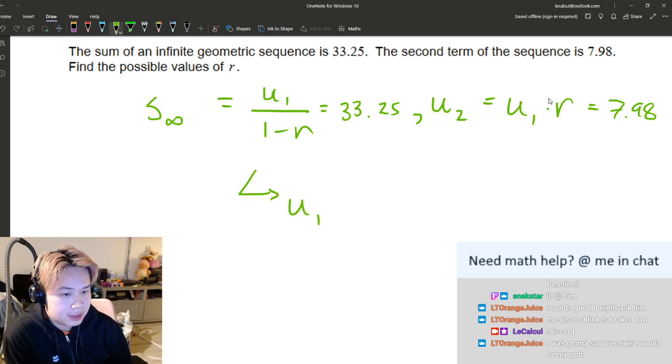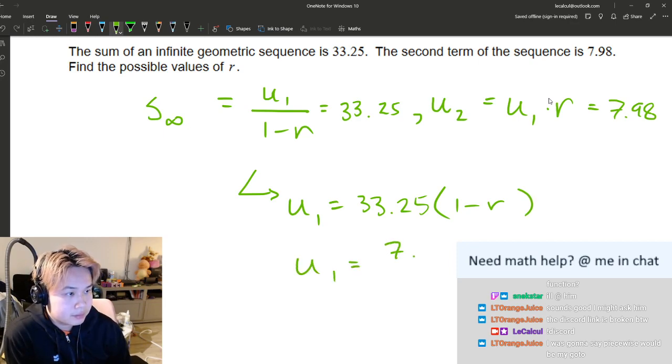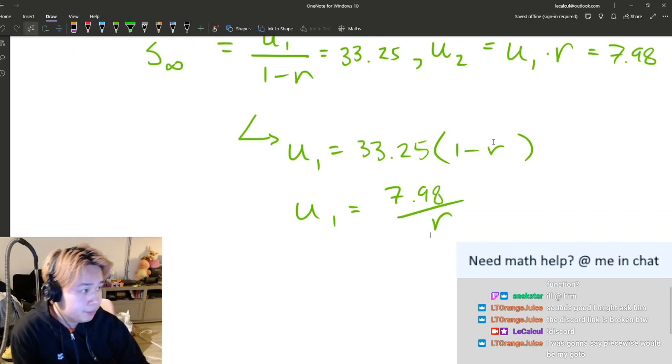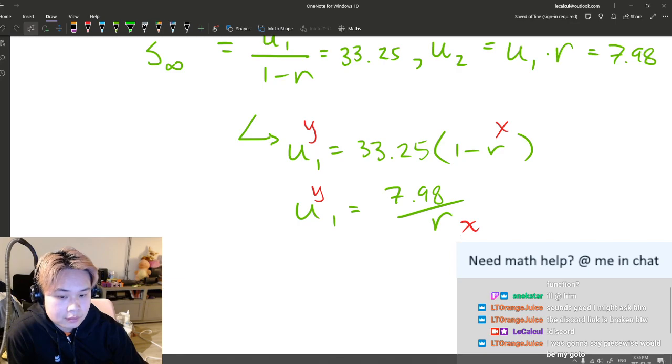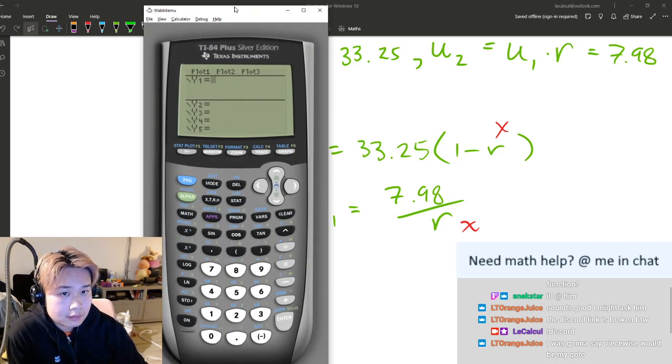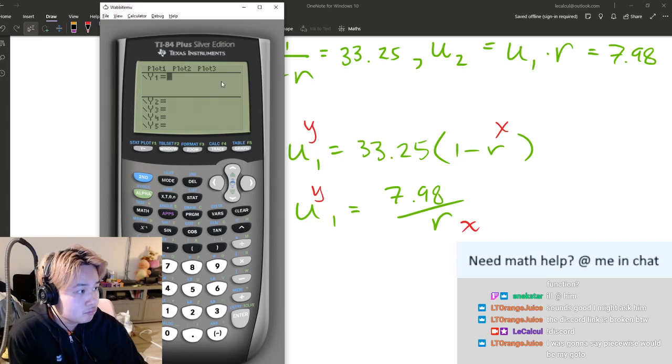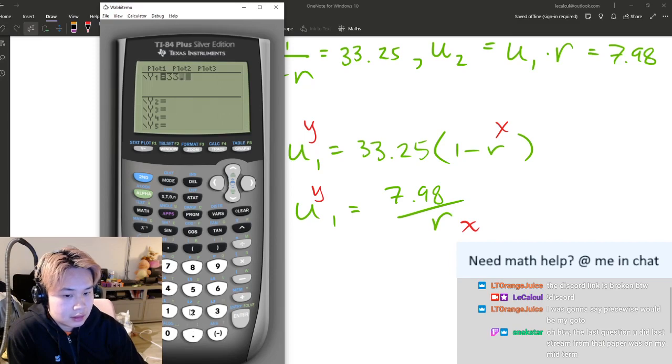So from equation 1, I can say this. And then from equation 2, I have this equation instead. So essentially these are going to act as my x's and y's. And then I find their intersection. So this one over here, 33.25.